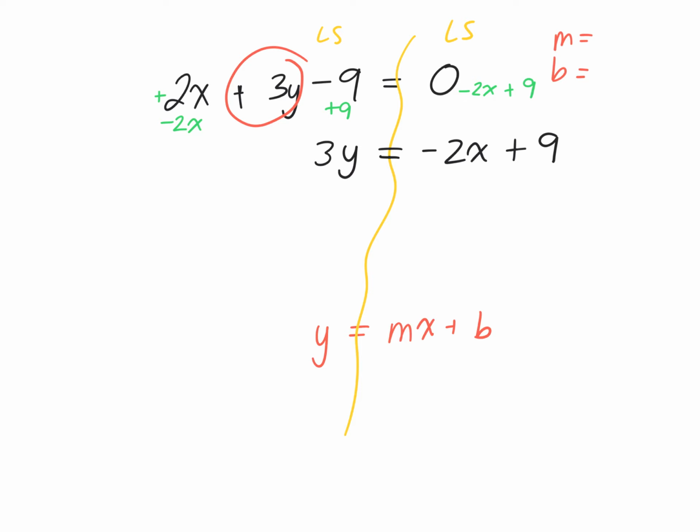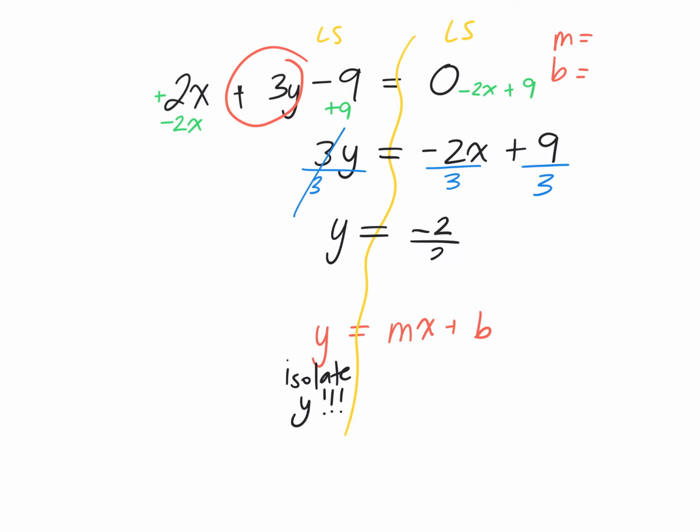Is that it? Is that slope-intercept form? How do I isolate y again? In slope-intercept form, you have to isolate y. How do I get rid of 3y? What's the opposite of 3 times y? The opposite of multiplication is division. Divide everything by 3. That cancels out. I'm left with y equals what?